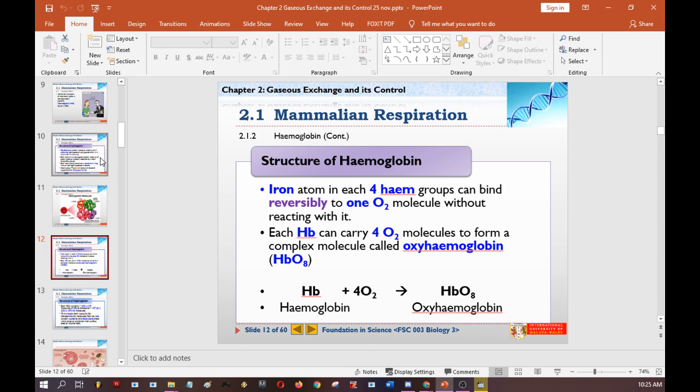They can bind reversibly to one O2 molecule without reacting with it. It means that once it binds with oxygen, you can re-release it. If you compare with other chemical reactions with oxygen, calcium plus oxygen becomes calcium oxide. Ferrum becomes ferrum oxide, which means that you have rust. Iron plus oxygen, you have rust. But in this case, hemoglobin binds to oxygen for a while, and then it releases it. As you can see, the equation is Hb plus 4O2 gives HbO8.